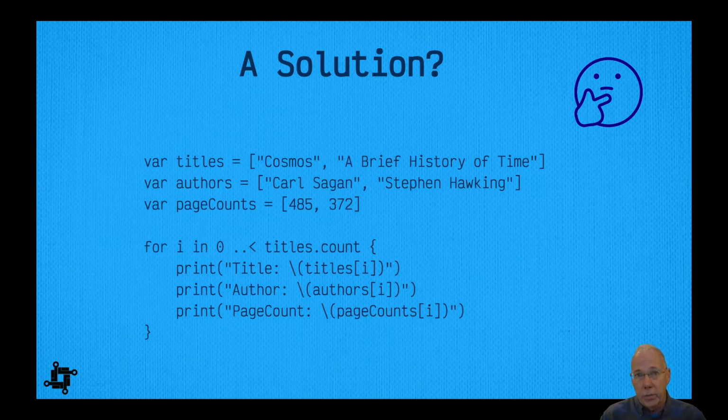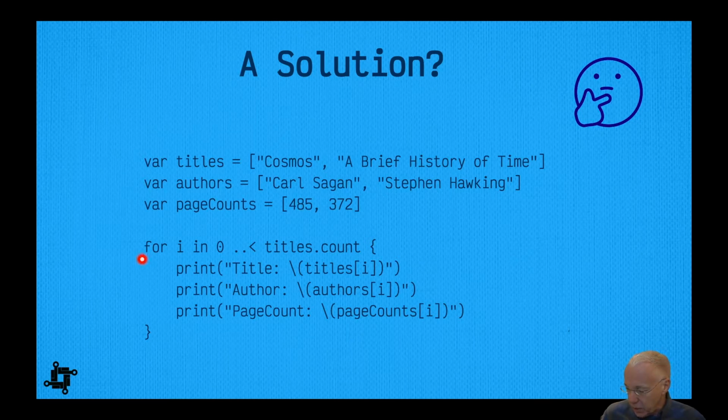Here's another possible solution: to just break up those things into different variables. We could have a variable called titles, and here we have an array. Notice we don't see any colons here, and this is just an array of strings. So we have Cosmos, and we have A Brief History of Time as a second book. Authors, we have Carl Sagan and Stephen Hawking. And third, our page counts, 485 and 372. So does this work? Actually, it does. It fulfills the question that we had.